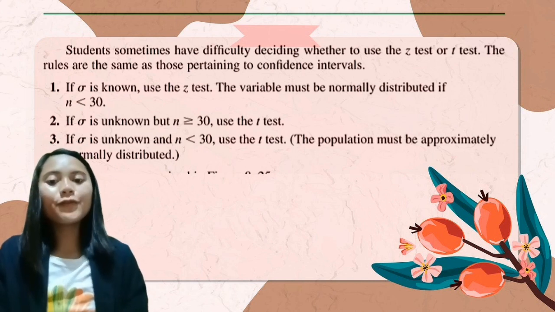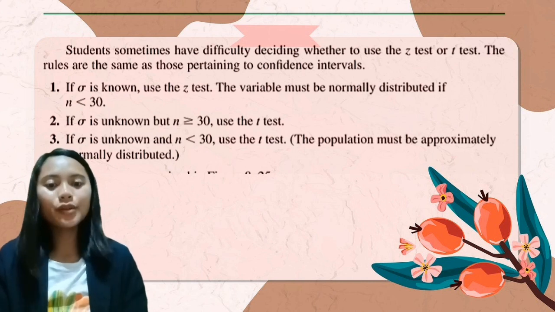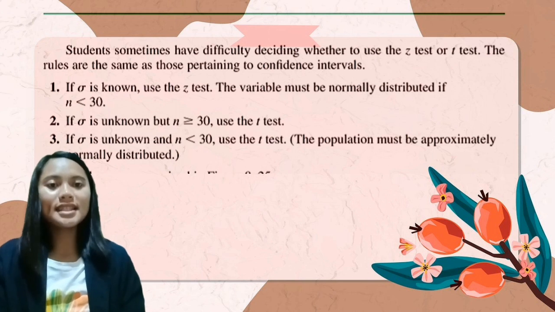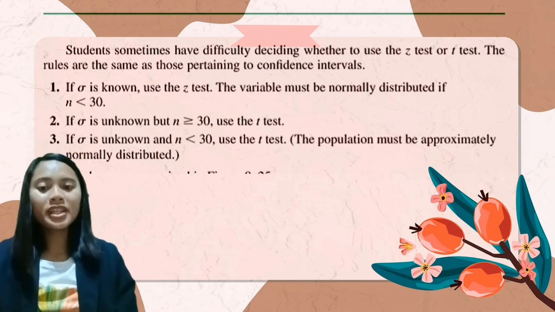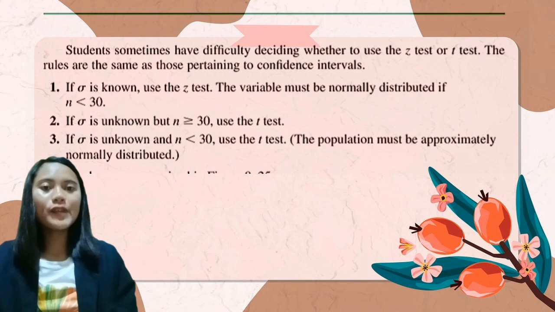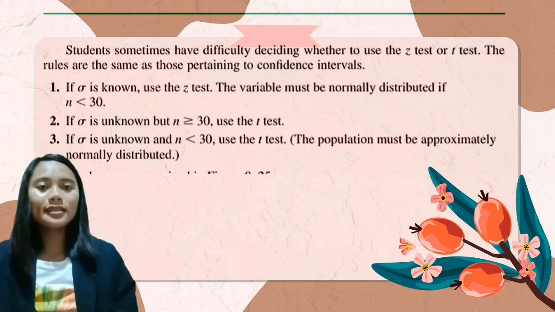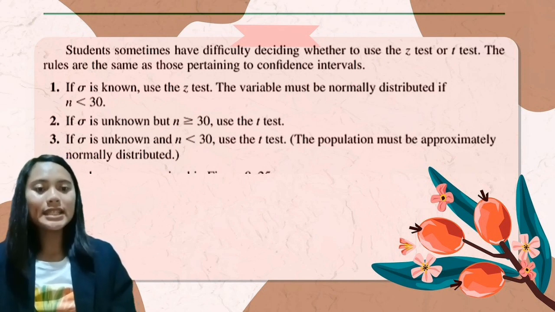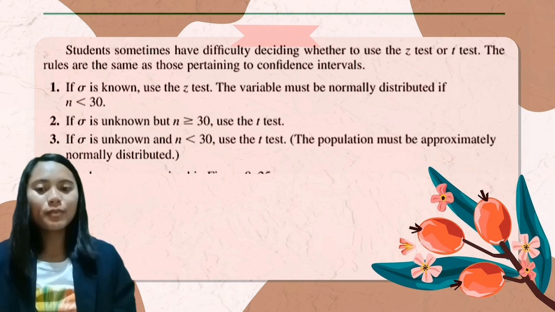Number 2, if the population standard deviation is unknown but n is greater than or equal to 30, use the t-test. Number 3, if the population standard deviation is unknown and n is less than 30, use the t-test. The population must be approximately normally distributed.